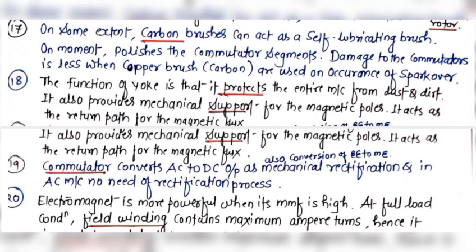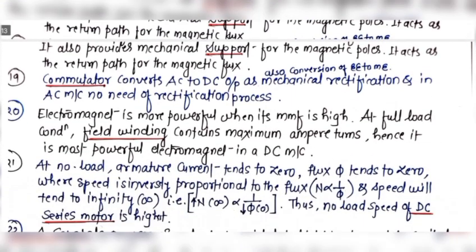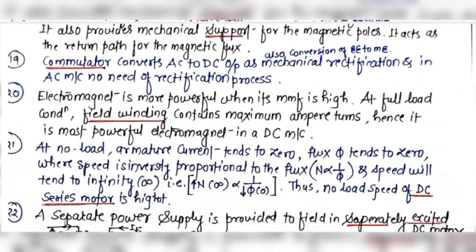The function of the yoke is that it protects the entire machine from dust and dirt. It also provides mechanical support for the magnetic poles. It acts as the return path for the magnetic flux.